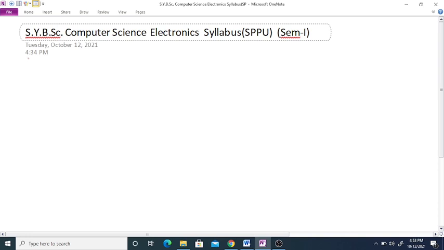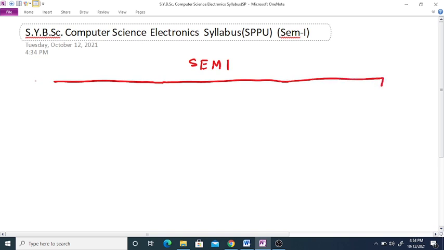SYBSc Computer Science Electronics syllabus for semester 1. In semester 1 we have 3 papers for electronics. First paper, microcontroller, architecture and programming.